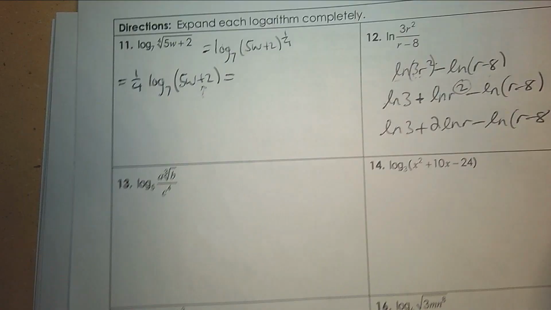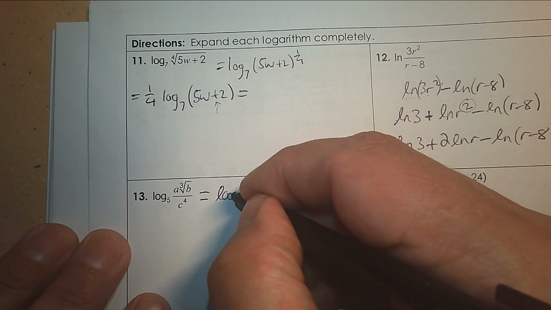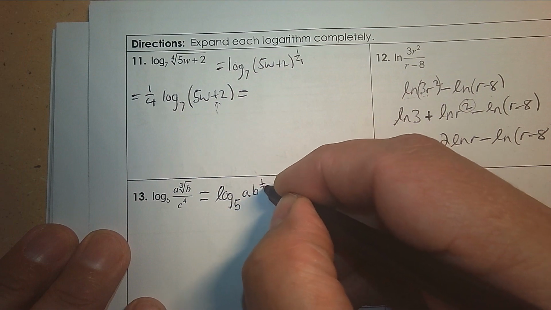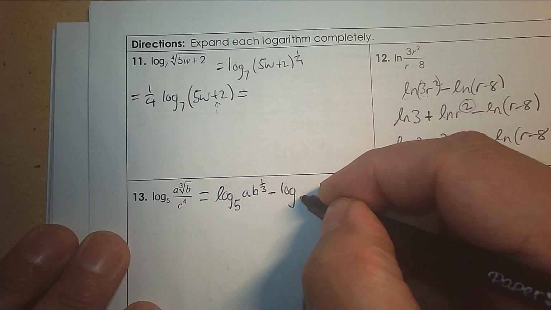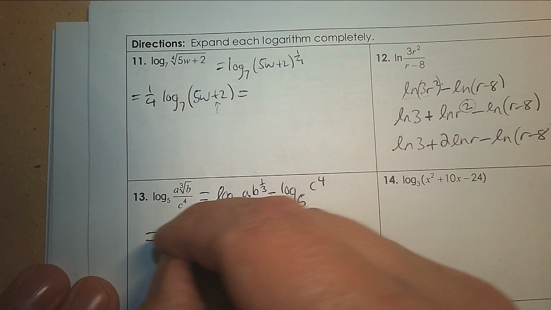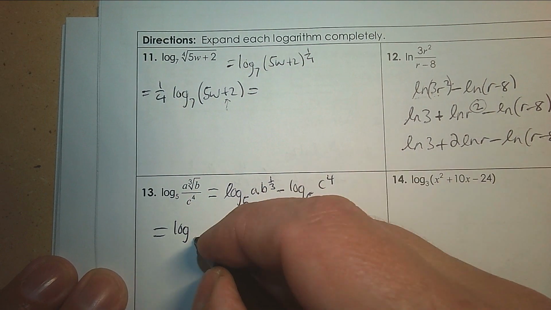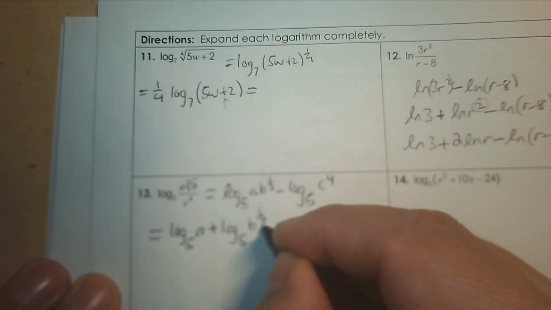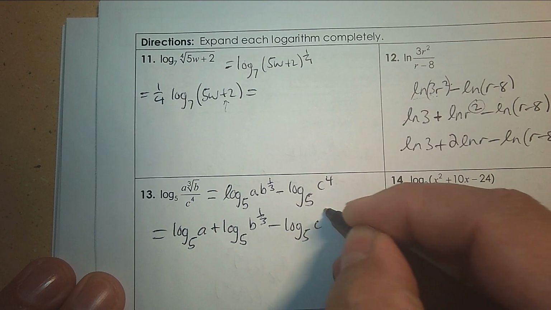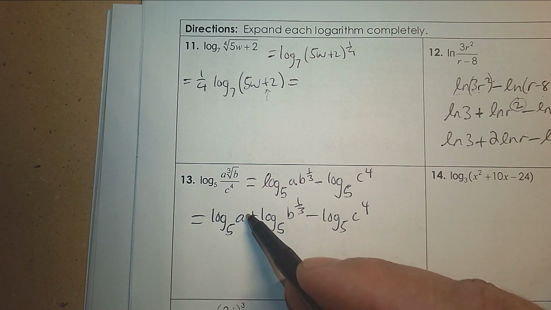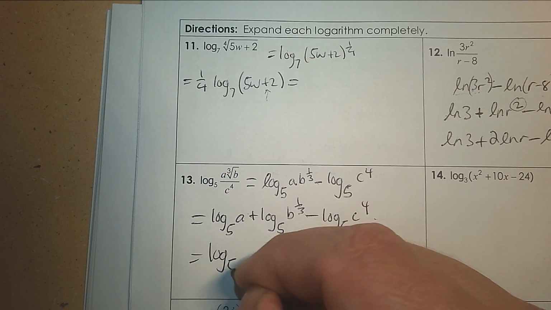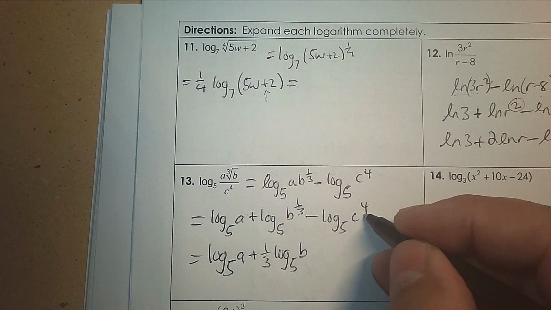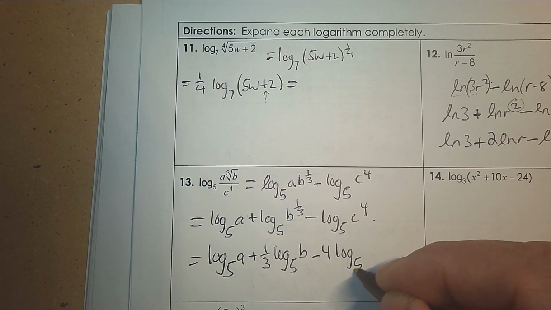All right, number 13. So I'm going to expand this by first subtracting. And I'm going to write b to the 1/3 right away. Next, I look at multiplying. So I have log base 5 a plus log base 5 b to the 1/3 minus log base 5 c to the 4th. So now I have all the adding and subtracting. The last step is to look at the exponents. So 1/3 I write in front as a product, and 4 I write in front as a product. And that's it.